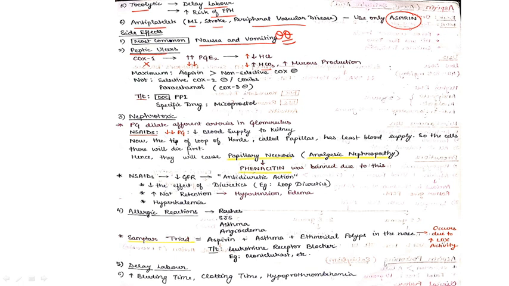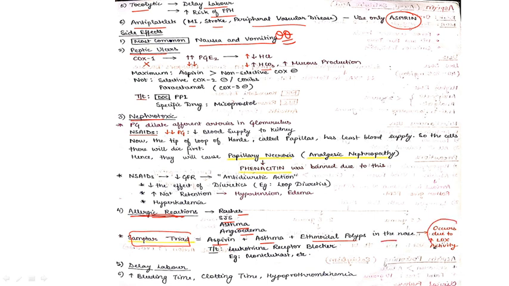Now the third is nephrotoxicity. NSAIDs are basically nephrotoxic in nature. And the fourth, they may elicit allergic reactions such as rashes, SJS, asthma or angioedema. One triad is important here, that is the Samter's triad: aspirin plus asthma plus ethmoidal polyps in the nose.